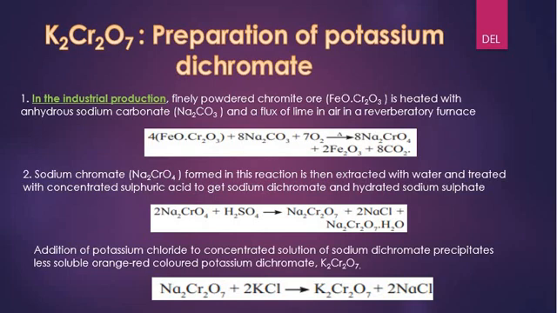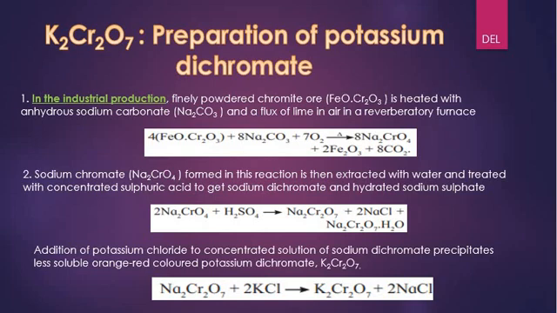Now K2Cr2O7, its preparation. In industrial production, finely divided chromite ore with chemical formula FeO.Cr2O3 is heated with anhydrous Na2CO3 and a flux of lime in air in a reverberatory furnace, a special kind of furnace, where the chromite ore is oxidized with the help of oxygen and sodium carbonate to convert it into Na2CrO4, ferric oxide and carbon dioxide gas.